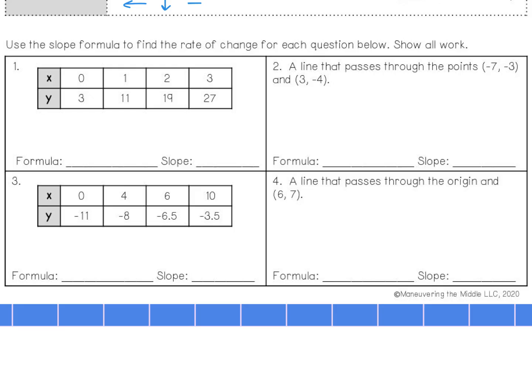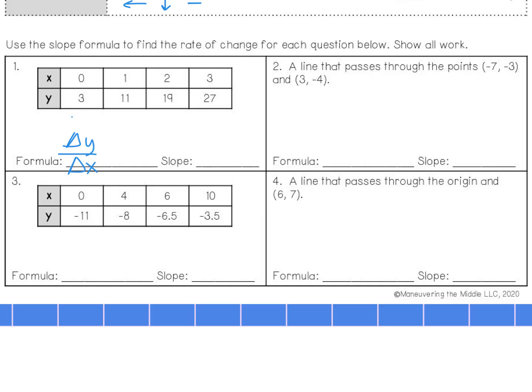Some people don't like the slope formula. Some people, especially when they have a table, they like to just do change in y over change in x. So I'm going to show you both of those methods. And again, you choose which works best for you. So if I am going to just do on this table, I'm going to do change in y over change in x.